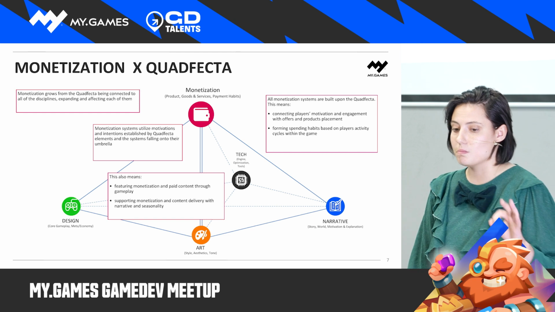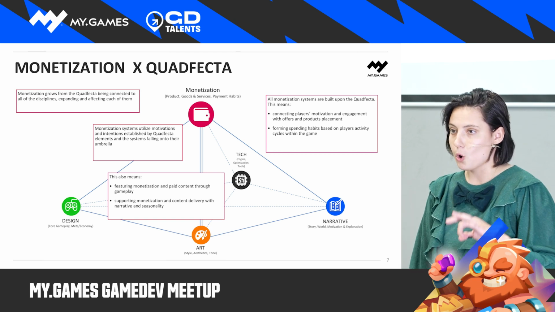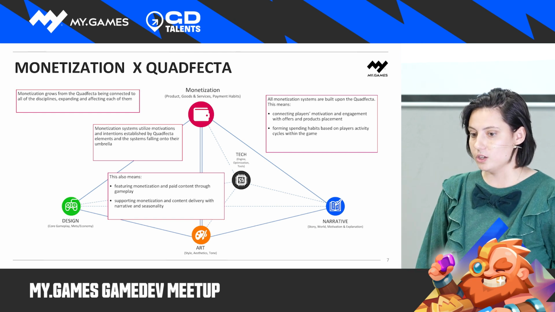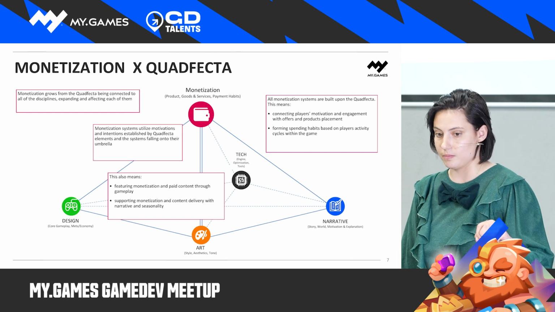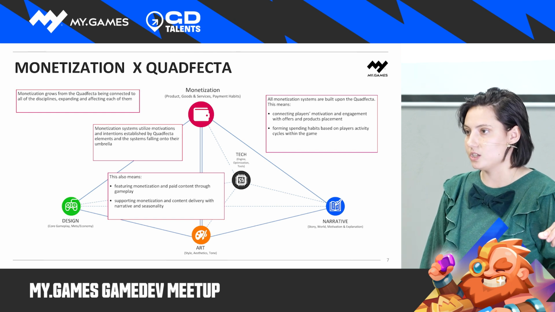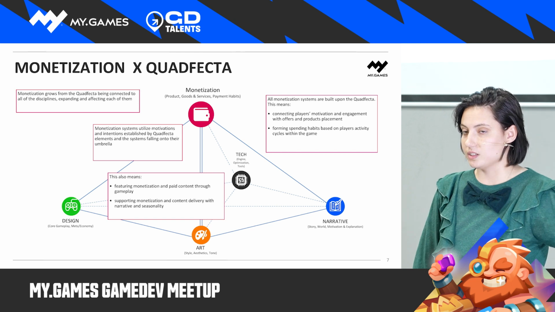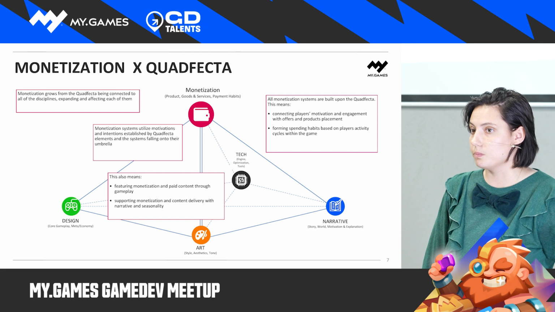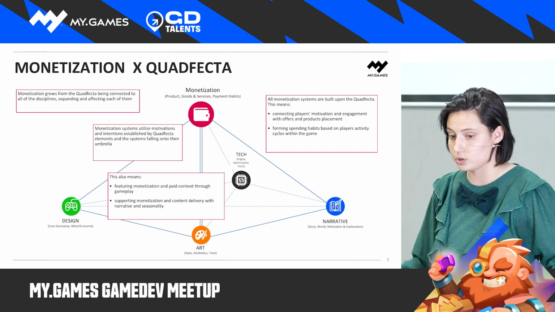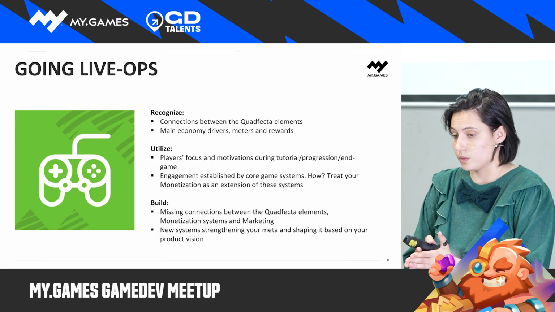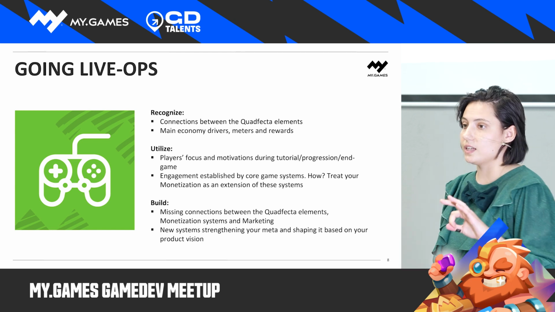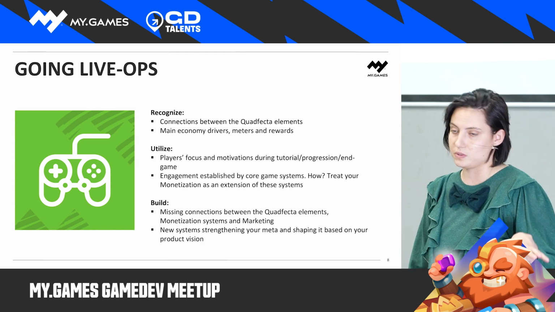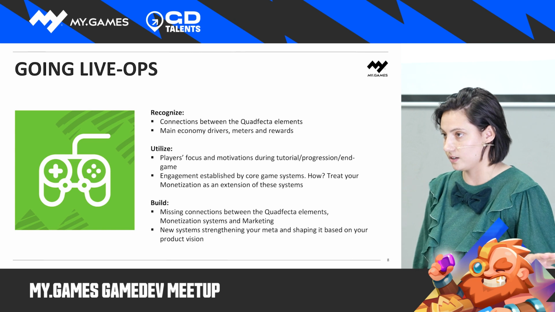Your monetization must be connected to all the systems, all the mediums of this quad factor you have in the game. Basically, your monetization, when you're building it, should be connected with the design. It should be supported by art and narrative. It should be supported by tech using different tools. So what you do with the system when you go LiveOps, first thing, you recognize all the connections between these 4 elements, between design, art, narrative, and tech.